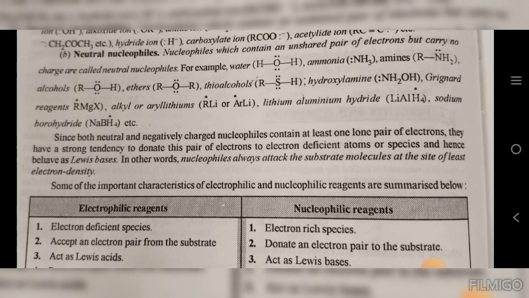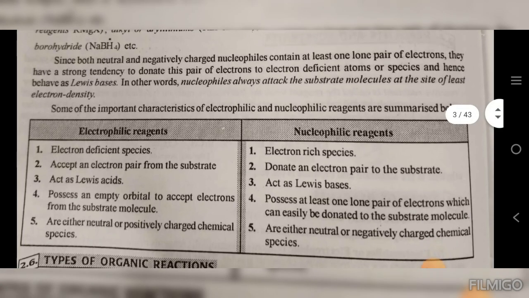Neutral nucleophiles. Nucleophiles which contain an unshared pair of electrons but carry no charge are called neutral nucleophiles. For example, water, ammonia, amines, alcohols, ethers, thioalcohols, hydroxylamine, Grignard reagents, alkyl or aryl lithiums, lithium aluminium hydride, sodium borohydride, etc.